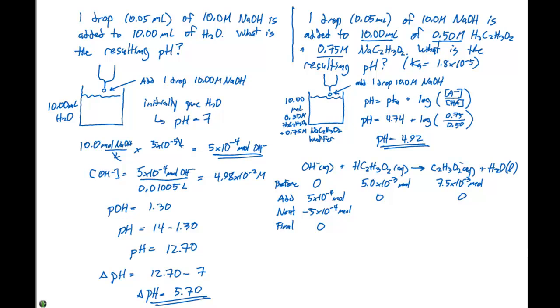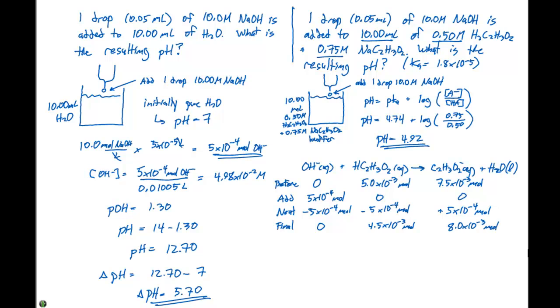Okay? In order to neutralize that, we need to use up 5 times 10 to the minus 4 moles of acetic acid, and we're going to produce 5 times 10 to the minus 4 moles of the acetate ion. So when we subtract 5.0 times 10 to the minus 3 minus 5 times 10 to the minus 4, we end up with 4.5 times 10 to the minus 3 moles. And when we have 7.5 times 10 to the minus 3 plus 5 times 10 to the minus 4, we end up with 8.0 times 10 to the minus 3 moles of the acetate ion.